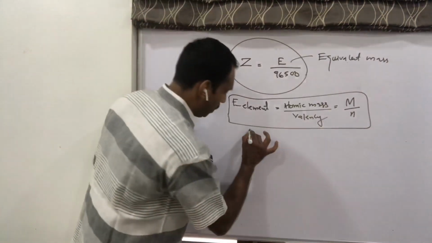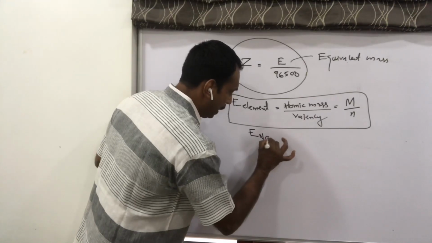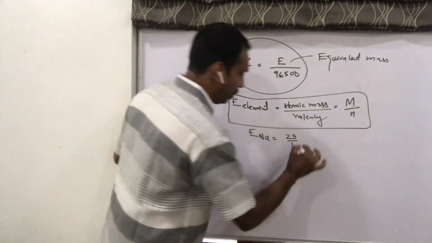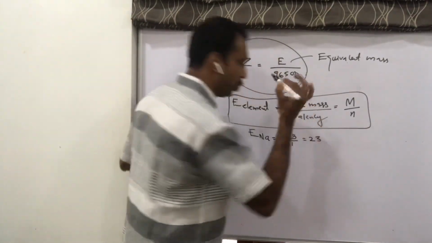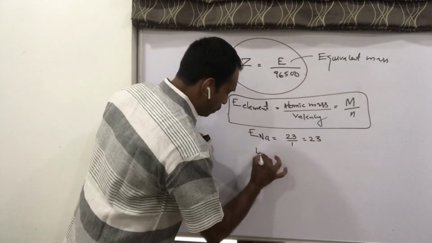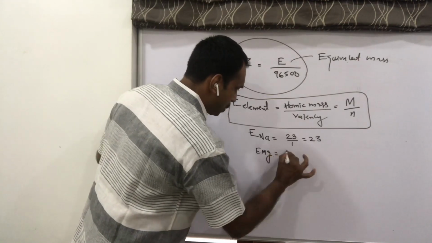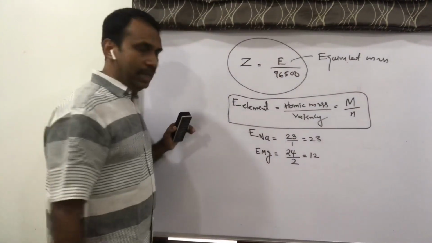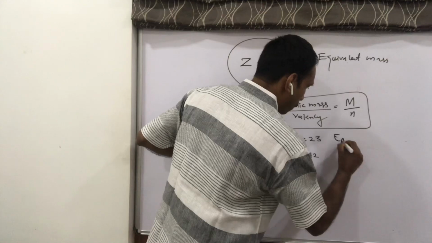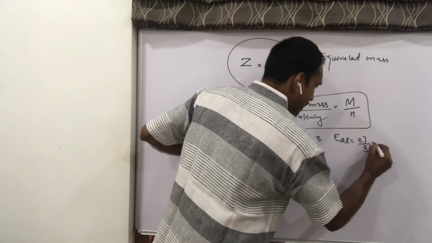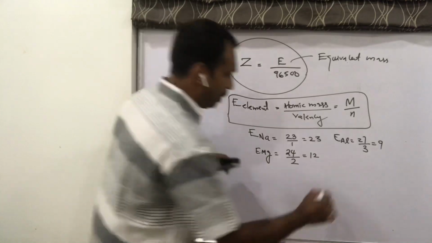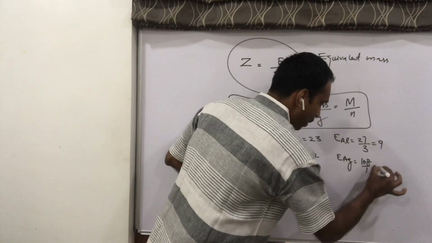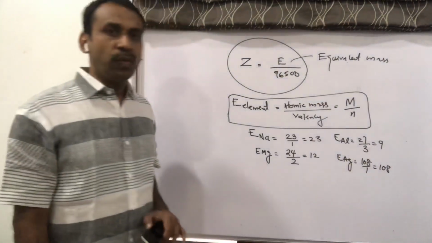Now here is an example. Equivalent mass of sodium: atomic mass 23, valency 1, so equivalent mass of sodium is 23. Equivalent mass of magnesium: 24 divided by valency 2, that is equal to 12. Equivalent mass of aluminium: atomic mass 27, valency 3, so 9. Equivalent mass of silver, Ag: atomic mass 108, valency 1, so equivalent mass will be 108.